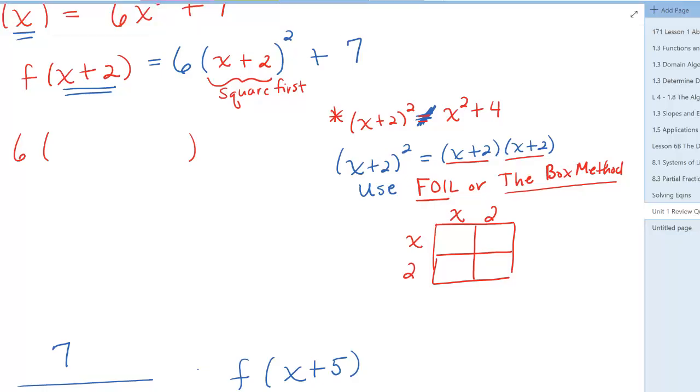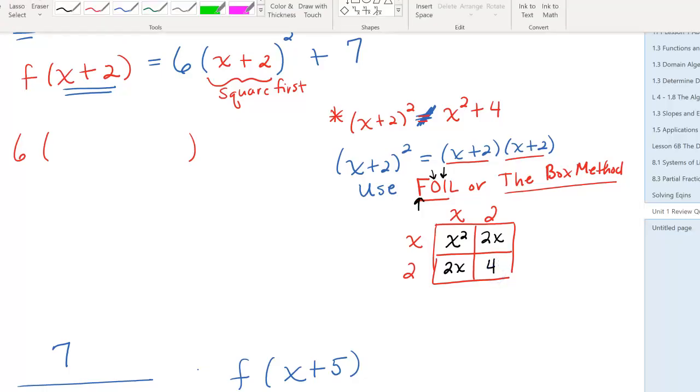Now when I multiply, I'm going to do x times x for this first box. That would be x squared. And if you were using FOIL, that would be first times first. Then you can do x times 2, which is 2x. That would be outside times outside if you were using FOIL. And then again here we have x times 2, which would be inside times inside. And finally, last times last would be 2 times 2, which would give us 4.